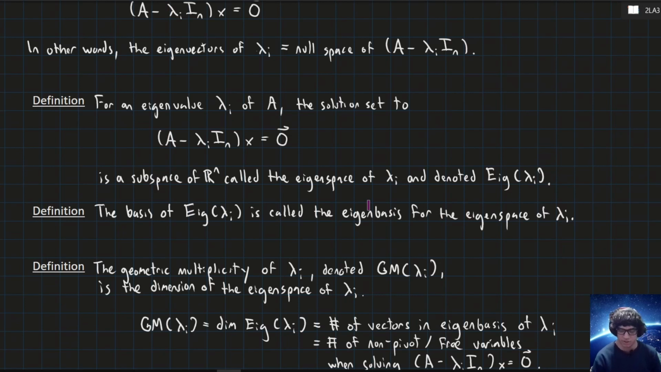Okay, so we'll give a name and a notation to this subspace now. If lambda i is an eigenvalue of A, then the solution set to this homogeneous equation is a subspace of Rn called the eigenspace of lambda i. I don't think there's standard notation for this, but I'm just going to use EIG and then lambda i. So this we're going to consider to be a subspace.